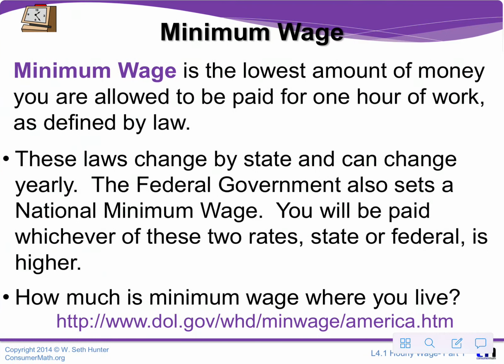So minimum wage is the lowest amount of money you are allowed to be paid for 1 hour of work as defined by law. Right now, in the state of Indiana, the minimum wage is $7.25 an hour. These laws change by state and can change yearly. The federal government also sets a national minimum wage. You will be paid whichever of these two rates, state or federal, is higher. And then here's a website to see how much minimum wage is in our area.